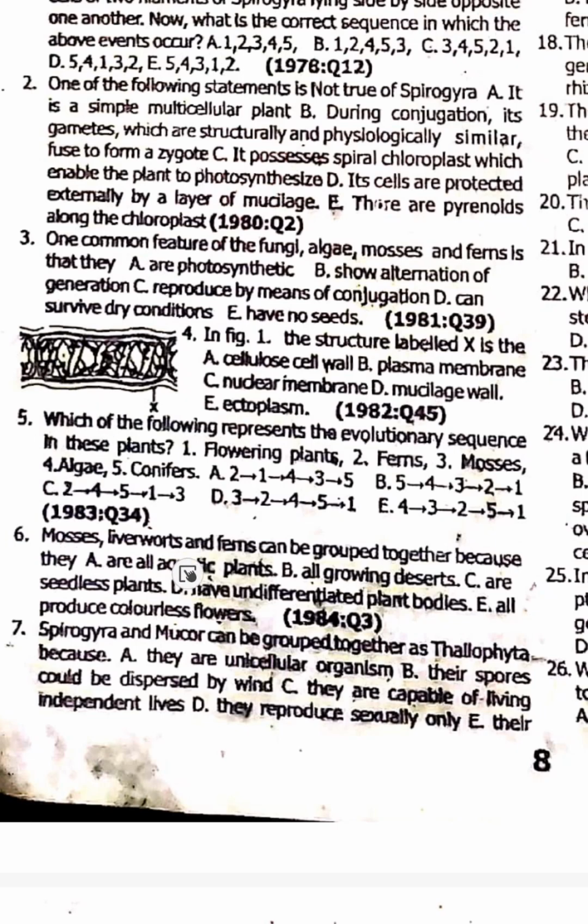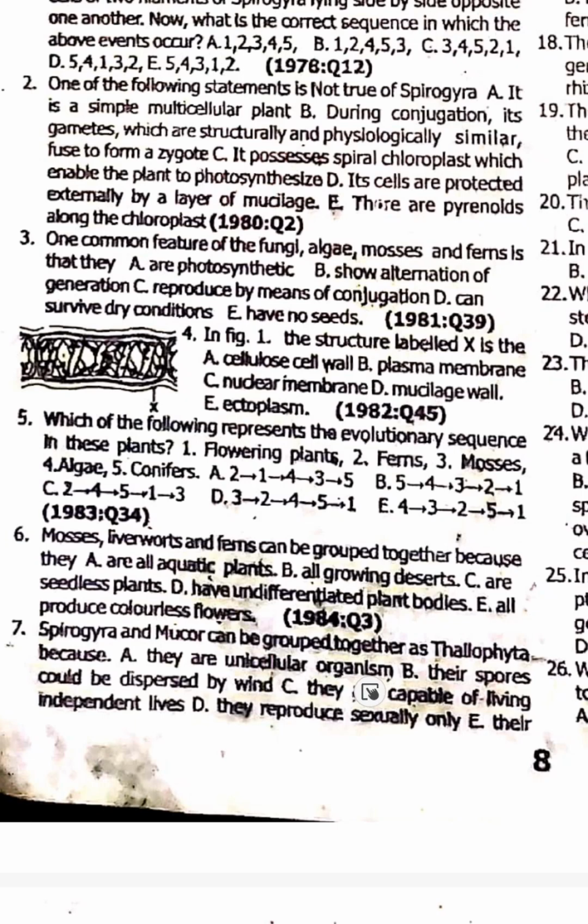Number 5. First, the evolutionary sequence. Evolution starts with algae, that's 4 first. Then mosses, 3. Then ferns, 2. Then conifers, then flowering plants. Option number 5 is option E. Number 6, mosses, liverworts, and ferns can be grouped together because they are seedless plants. Number 6 is option C.